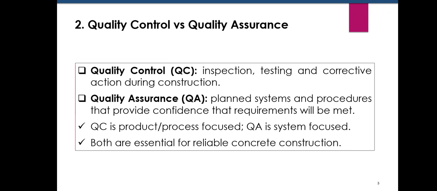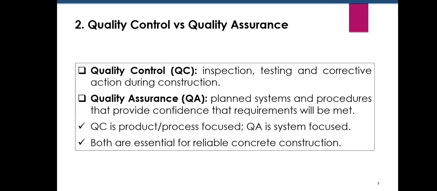The difference between quality control and quality assurance. Quality control or QC consists of inspection, testing, and corrective action during construction. In simple words, we can say QC checks whether the concrete being produced and placed is meeting the required standards.